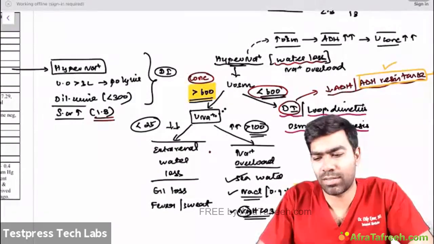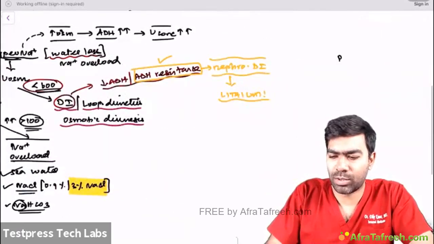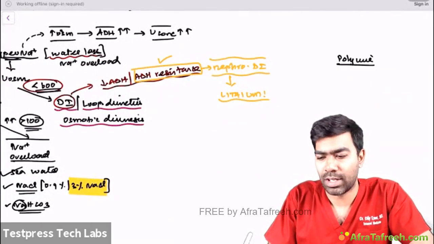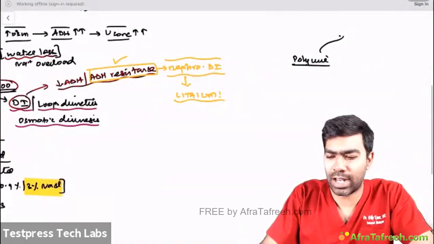To note further, we need to know how to approach polyuria versus polydipsia. Suppose the patient is having polyuria, how are you going to approach polyuria in the first place? As far as polyuria is concerned, first you need to know the definitions.